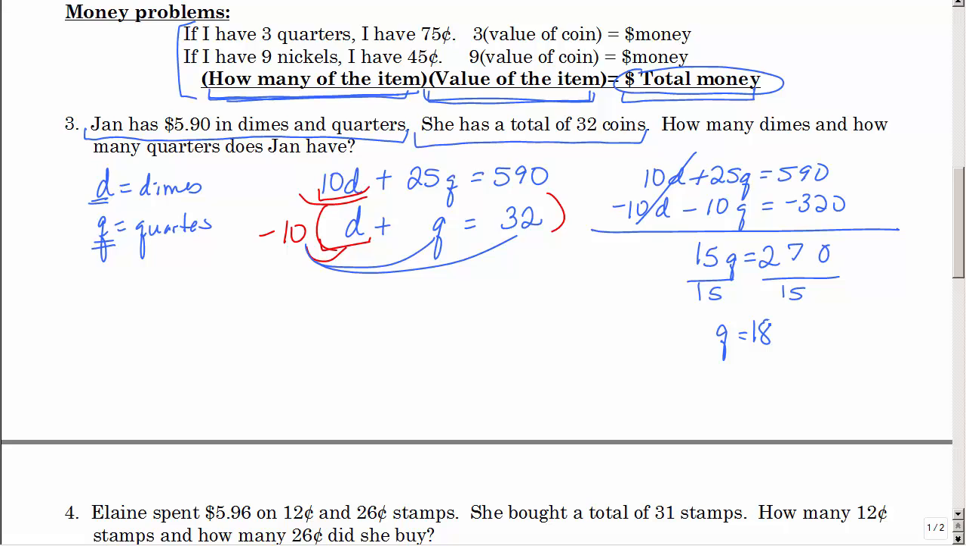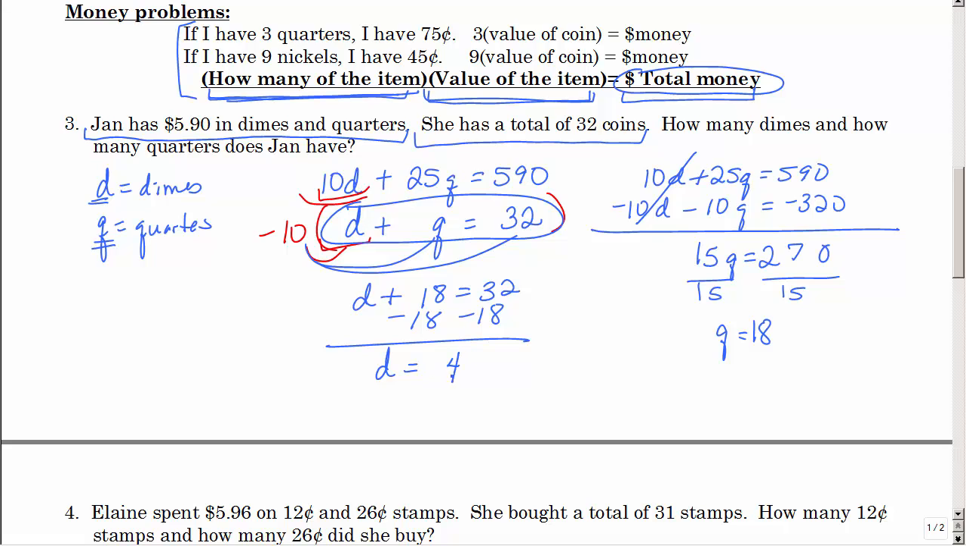How many dimes do I have? I think I'm going to use this equation. Looks easier. So D plus 18 is 32. So subtract 18 and I get 14. Now remember, coins, you can't have a negative and you can't have fractions. So the money ones are a little bit harder.